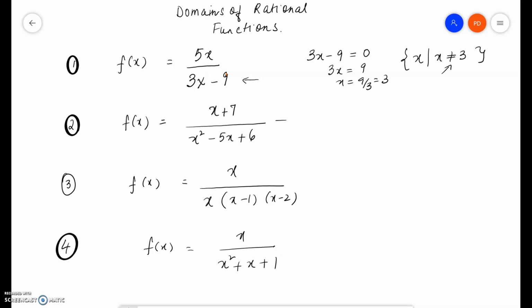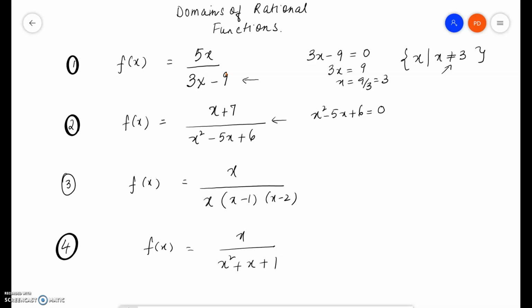So I'm looking at the next one. So x squared minus 5x plus 6. The only problem would be if I plug in an x and the denominator is 0, then that is going to be an undefined number because we cannot have a 0 in the denominator. So I have to solve this equation to see if there is a real number that'll make the denominator 0.